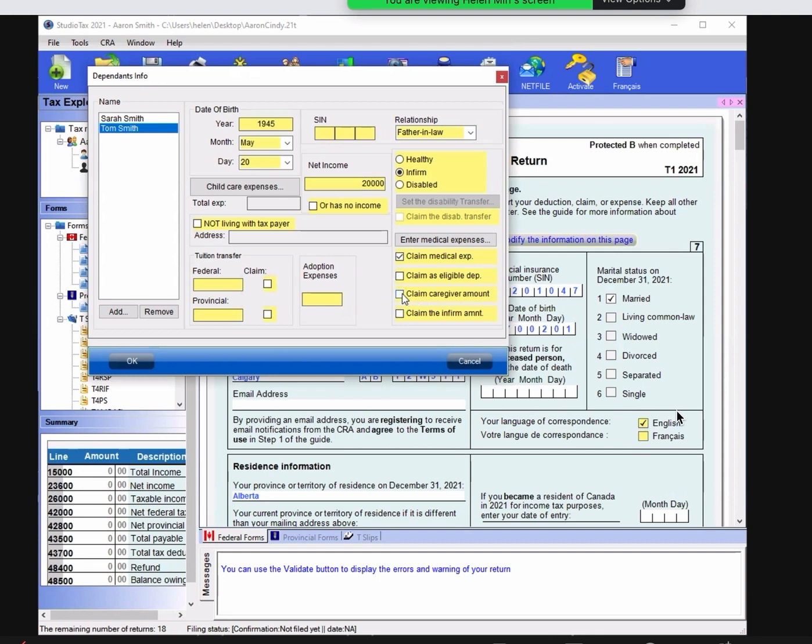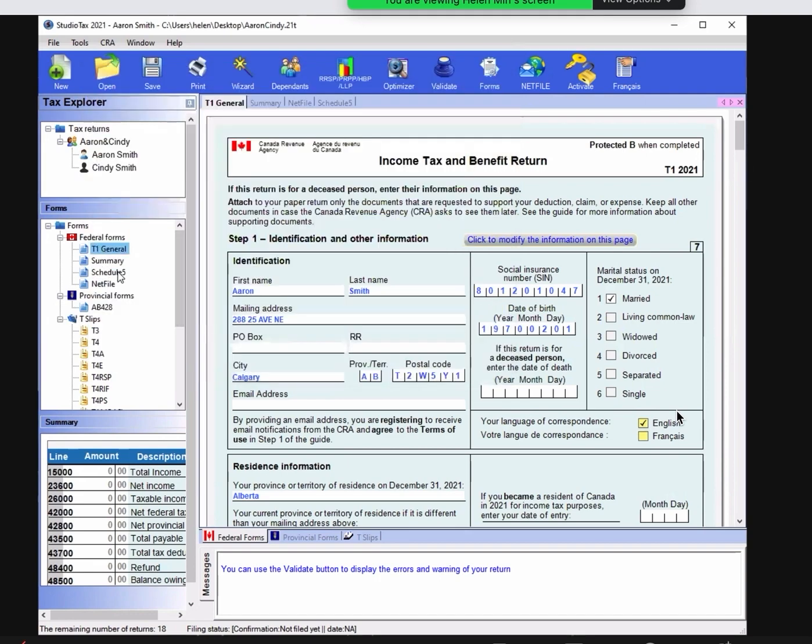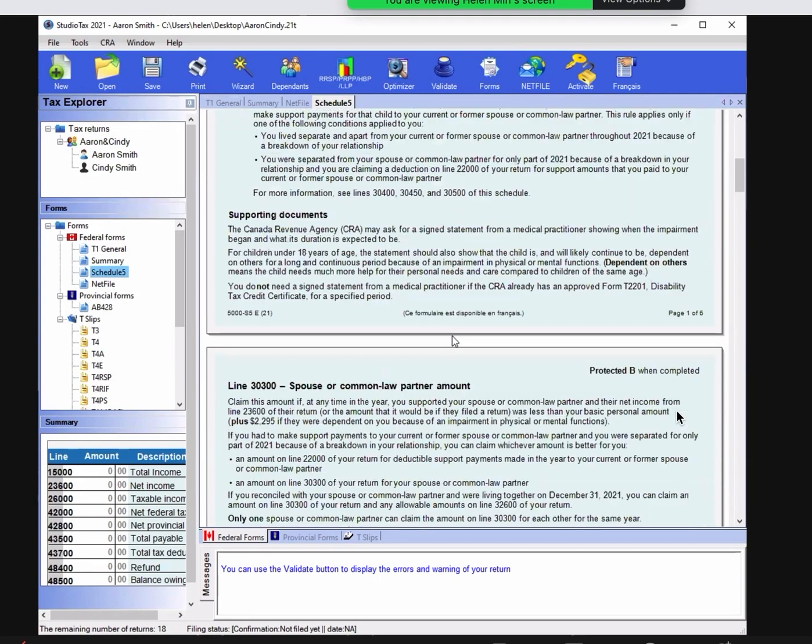Then he claims caregiver amount. Caregiver amount. Yes. Why? Because he is infirm. Then he claims the infirm amount. Yes, of course. So in this case, Aaron claims. Then you click OK, and then you see Aaron claim.